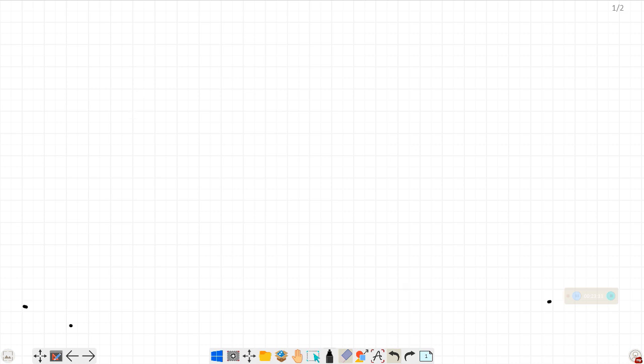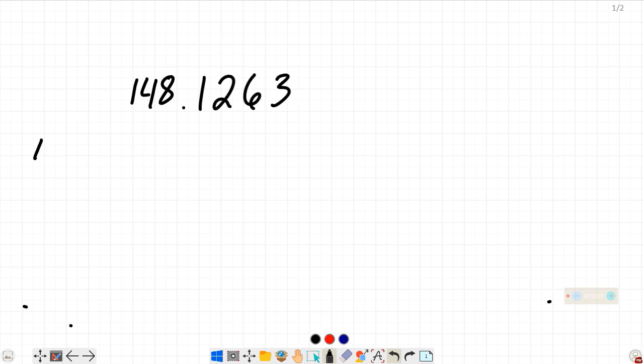So let's say we had 148.1263. Okay. Round this to the nearest tenth. What does that mean? So we find the tenths column. So this is the tenths. Okay. How do we round?